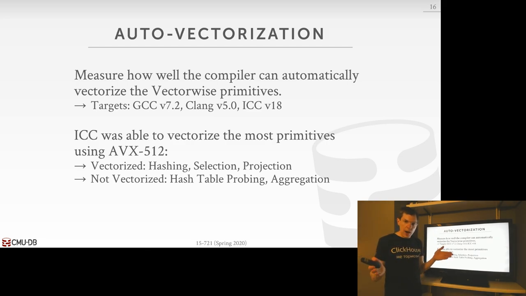So they were getting the widest, using registers with the most lanes to do your SIMD evaluation. So the amount of useful work you're doing per instruction or per cycle is in the maximal case here. So we were able to vectorize the hashing, the selection, and the projection. We weren't able to automatically vectorize the hash table probing or the aggregation. Because again, these are random lookups into the hash table, and it's hard to vectorize that. So it wasn't able to do that.